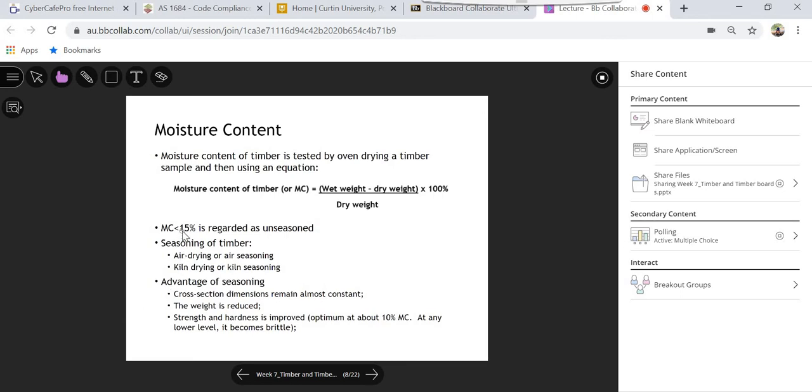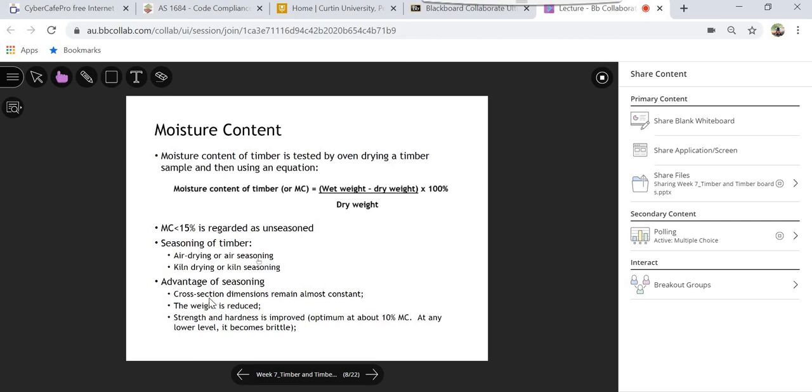If the moisture content is higher than 15%, we call it unseasoned. This is wrong here, it should be the other way around. So when we calculate the moisture content, if it is higher than 15%, we call it unseasoned timber. If it is lower than 15%, we call that seasoned timber. And to make the moisture content lower, to go from unseasoned to seasoned, we have to dry the timber.